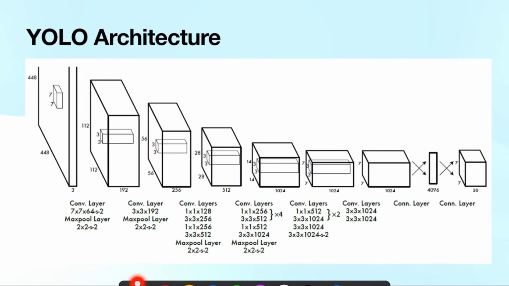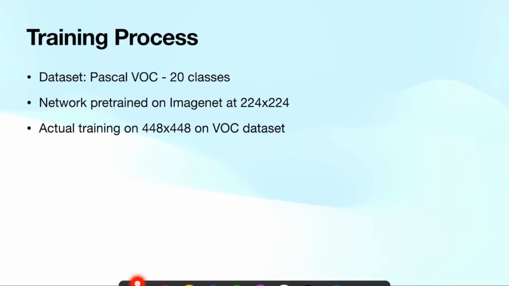This is the total architecture. You pass a 448 by 448 image, and then divide it into 7 by 7 grid cells. From there, all the convolution and max pool combinations, and then finally 2 fully connected layers to get the 7 by 7 by 30 block. Now let us see the training process.